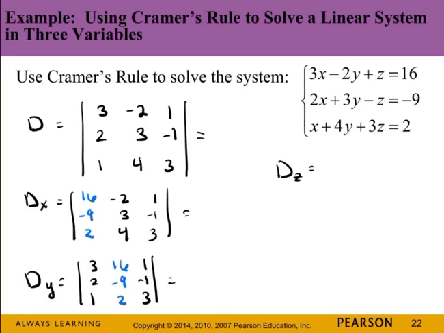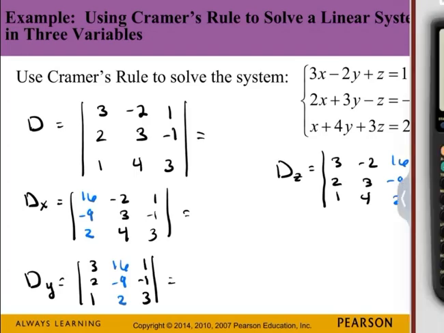That's going to be 3, 2, 1, -2, 3, 4. And then this is now 16, -9, and 2. We need to find all 4 of these determinants. And then once we have these determinants, the answers are pretty simple, okay?